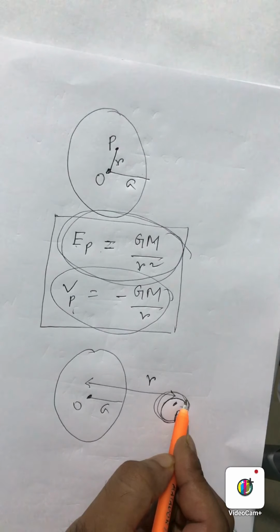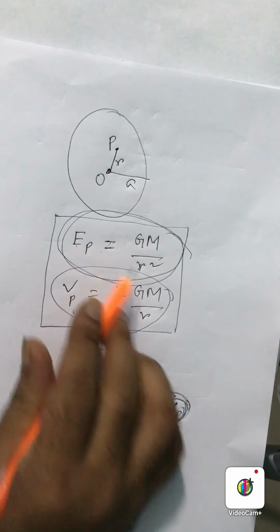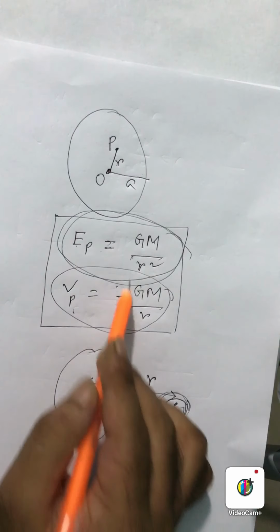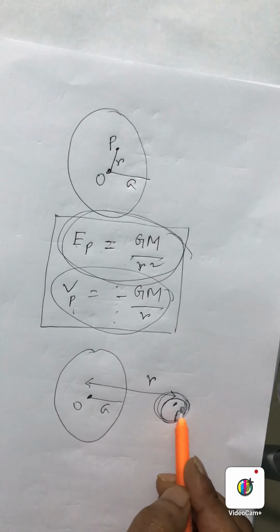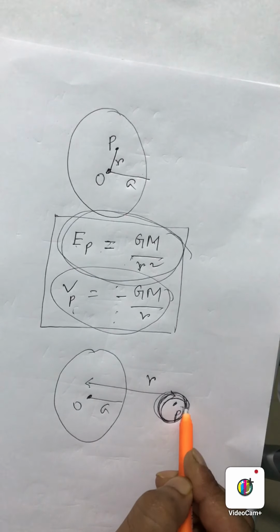Sorry, mistakenly I said these are for inside the hollow sphere, but it's not inside. These two formulas we use to calculate the gravitational potential and gravitational field intensity outside the hollow sphere.